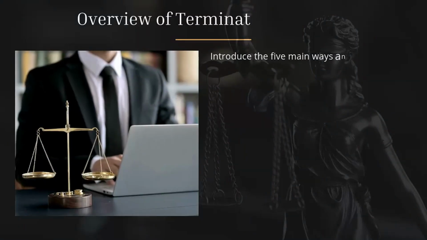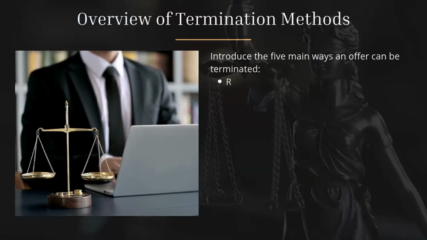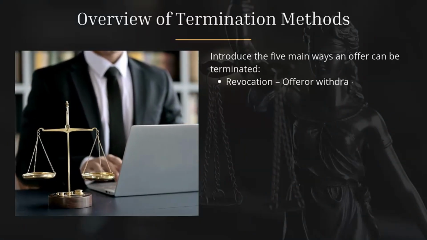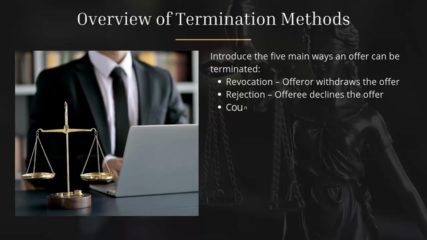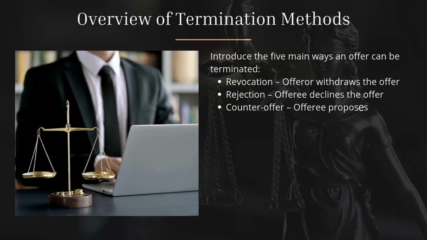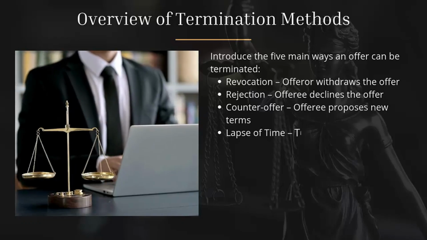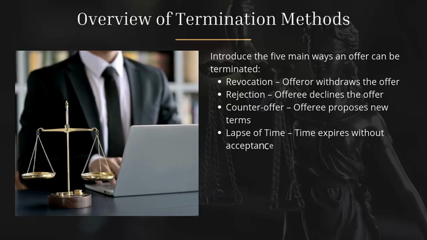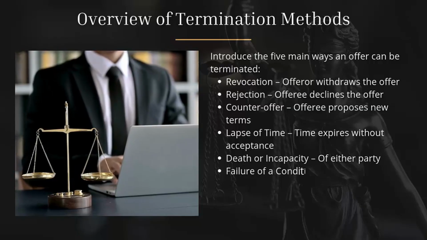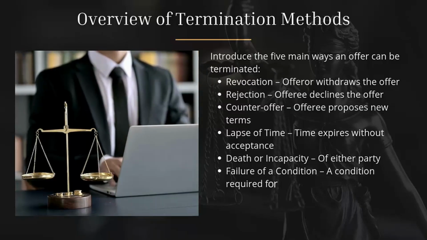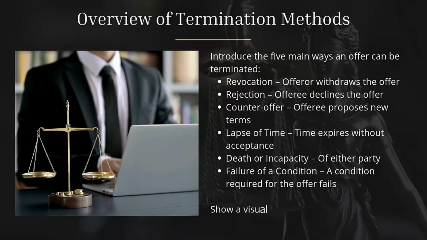Overview of termination methods. Introduce the five main ways an offer can be terminated. Revocation: the offeror withdraws the offer. Rejection: the offeree declines the offer. Counter-offer: the offeree proposes new terms. Lapse of time: the offer expires without acceptance. Death or incapacity of either party. Failure of a condition required for the offer. Show a visual flowchart of how offers end before acceptance.